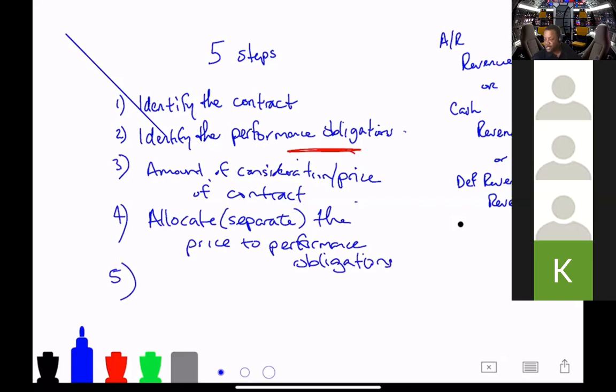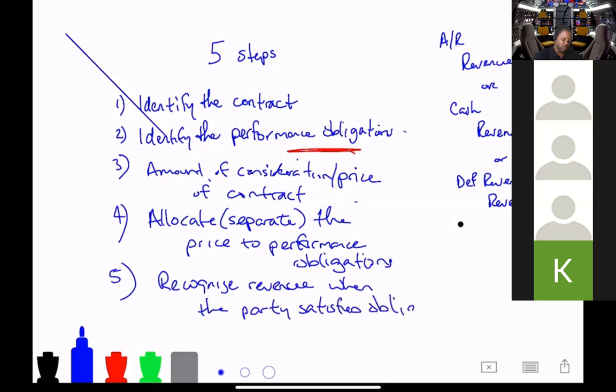All right, and then number 5, this is when we do what we said we're going to do, right? We're going to recognize revenue, okay? This part right here. We get to recognize revenue when the party satisfies its obligations. Okay? Or in other words, when they do what they said they're going to do. So I've just been talking about this part right here.